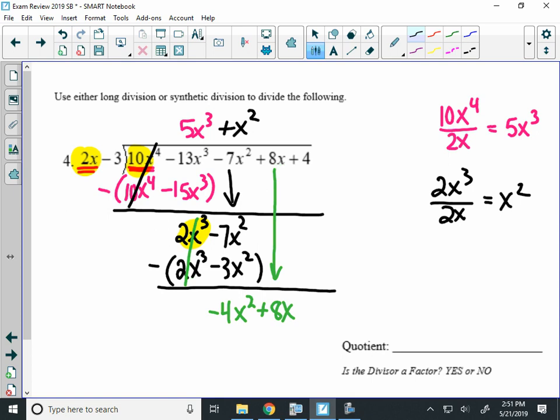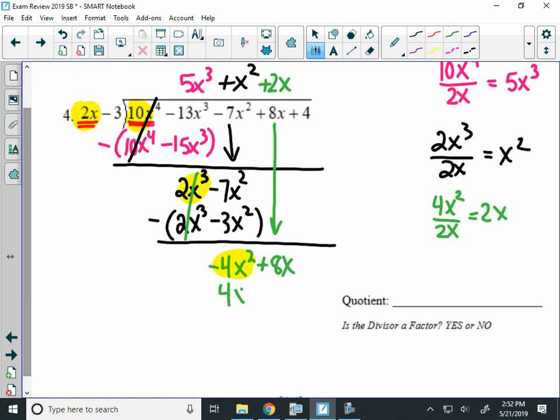All right, so the next thing I have is I'm going to, again, divide the 4x squared, my first term here, by the 2x. So 4x squared divided by 2x is equal to 2x. So I multiply. 2x times 2x is 4x squared. Oh, did I mess up there? I forgot the negative. Negative 4x squared would give me negative 2x. So in the quotient, I have x squared and then minus 2x. There we go.